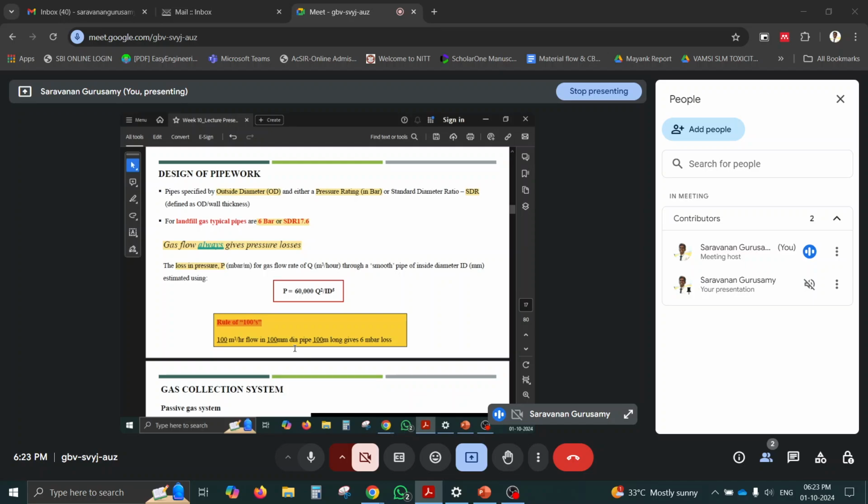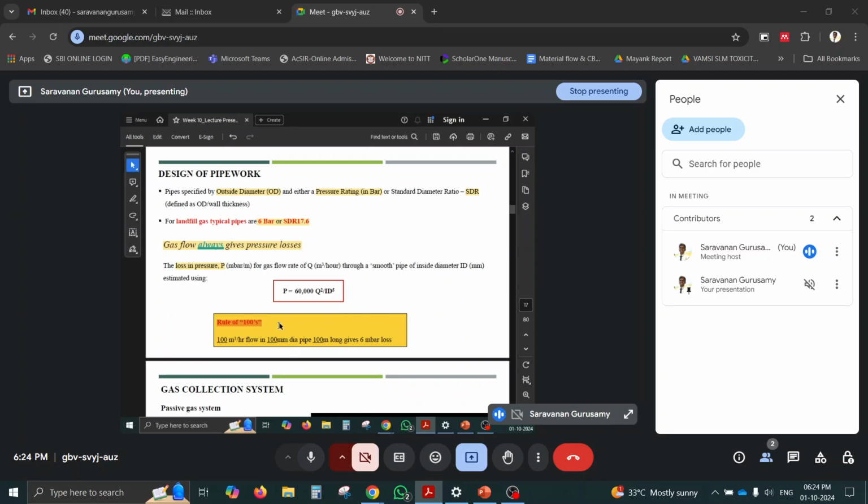Here again, I am coming here. The design of pipe work. Pipe, if you are a civil engineer, you have studied in fluid mechanics. Whenever there is fluid flow in pipe, gas is also a fluid and water is also a fluid. So the same principle will be applicable for gases also. The same thing will be for landfill gas also. Whenever the landfill gas is flowing in a pipe, there will be a pressure loss. The gas flow always gives a pressure loss.